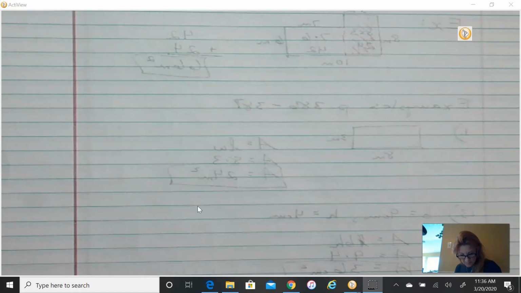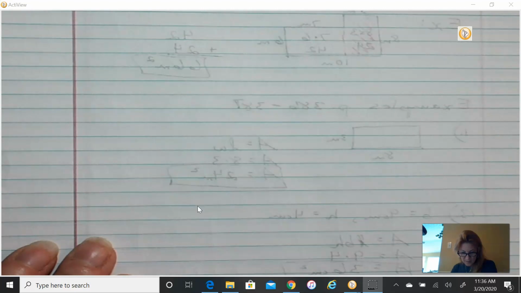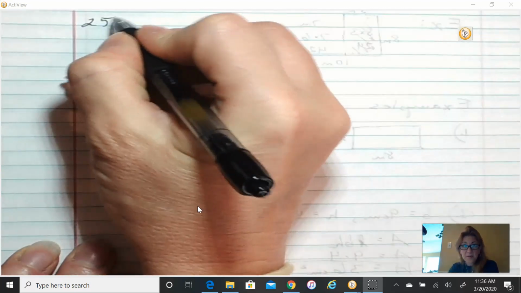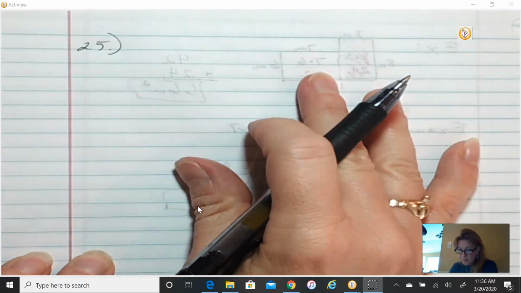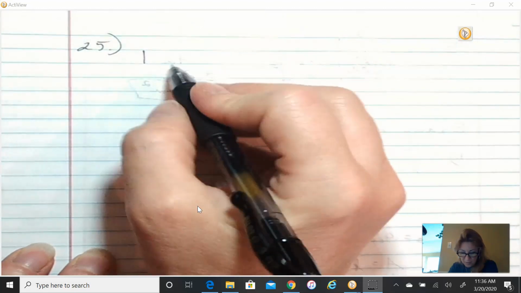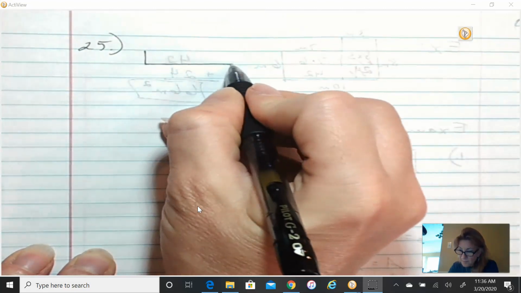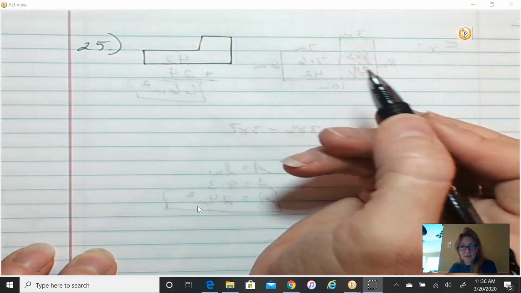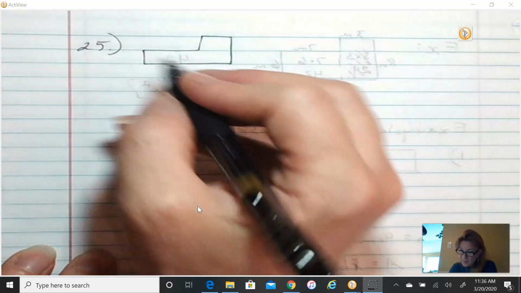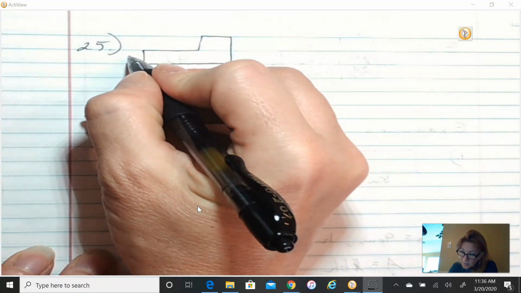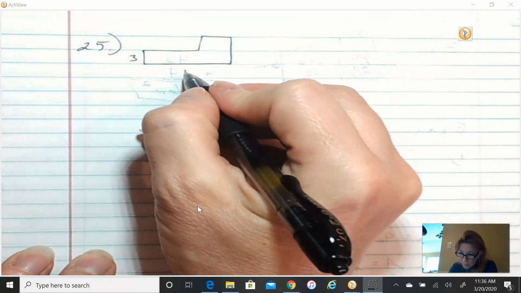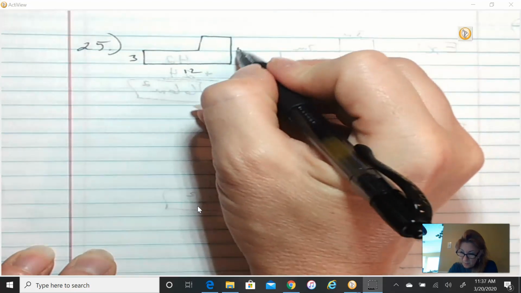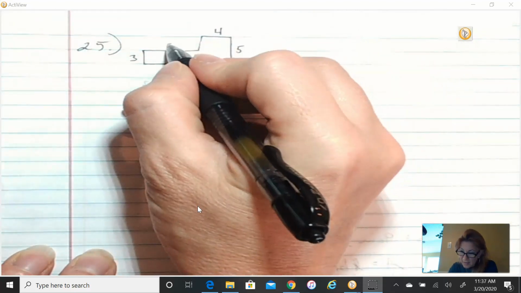I'm going to do 25. Yeah, I'll do a couple of these. Okay, so in your book, they have this drawing. And no, mine's not going to look just like the book. It's okay, you get the idea. This would be 3 centimeters, 12 centimeters, 5 centimeters, 4, and 8.